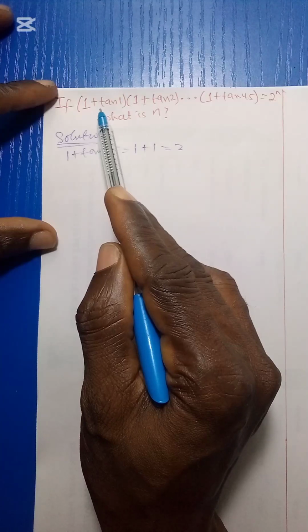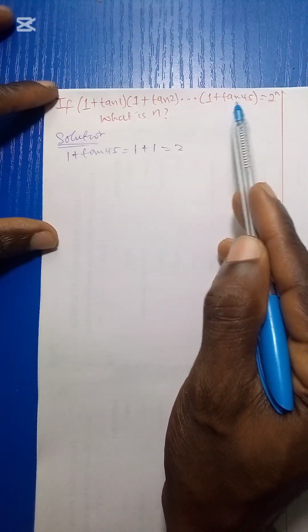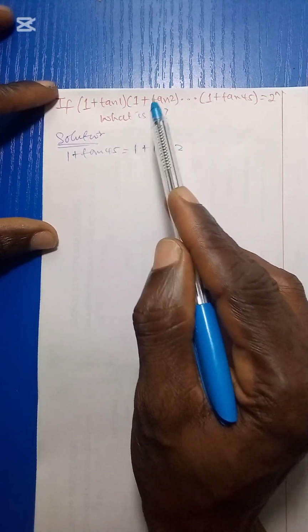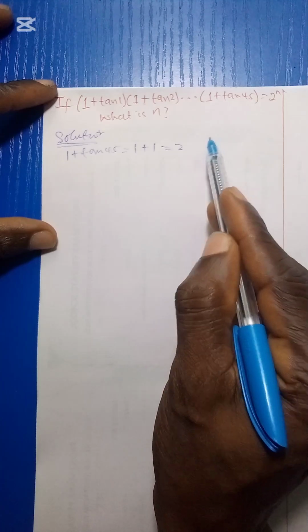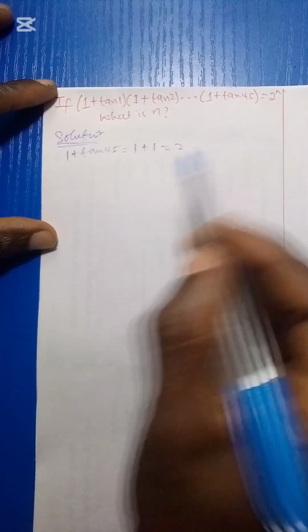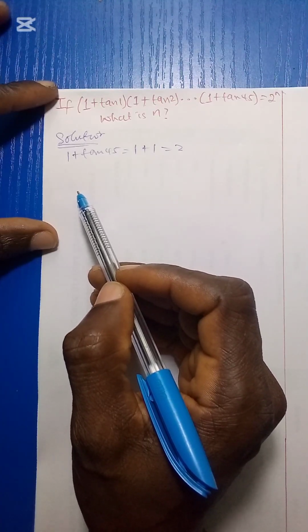Now, since there are 45 brackets here, when we remove this, we are going to get 44 brackets remaining. When we pair them in 2, we are going to get 22 results. So we should have 2 to the power 22 times 2, or 2 raised to the power 23 as the answer. That is n equals 23. So how are we going to get the value of n equals 23?